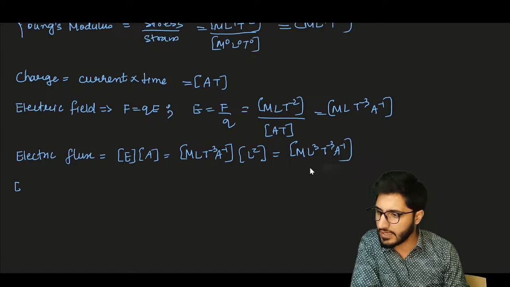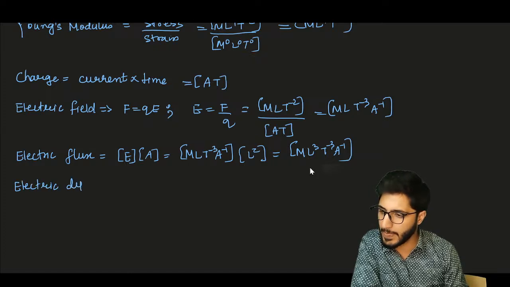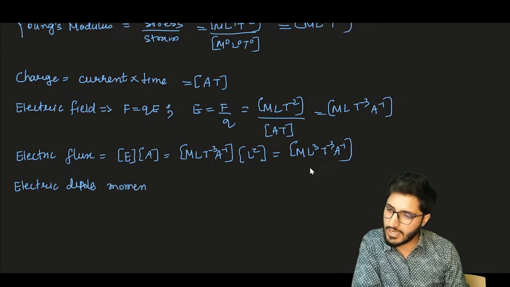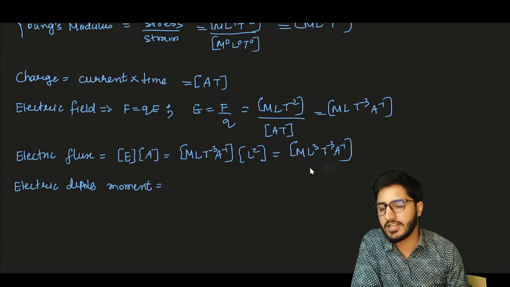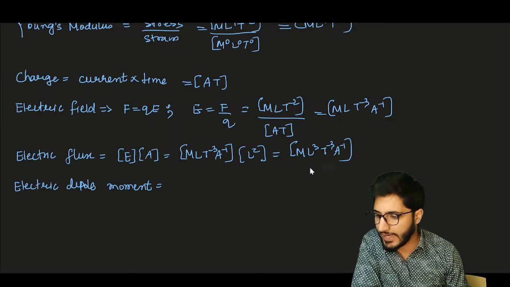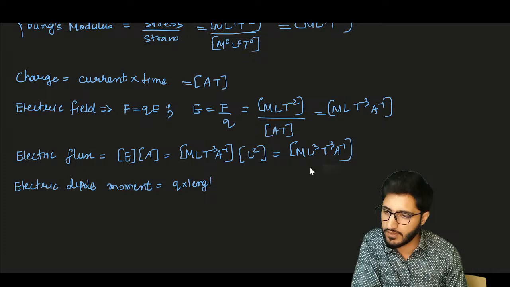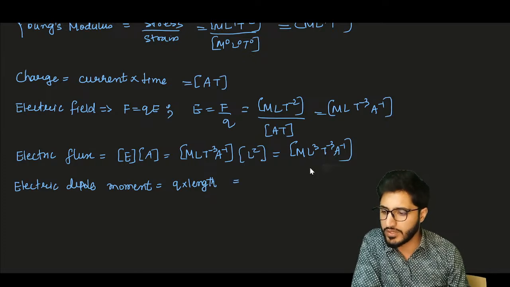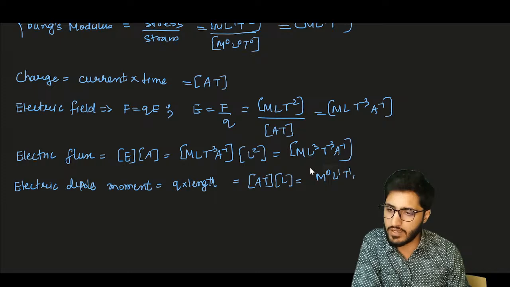Now we are having electric dipole moment. It is charge into the length. So I can write it as Q into length. Q is charge, that is A into T, current into time. Length is L. So I can write it as M^0 L^1 T^1 A^1.